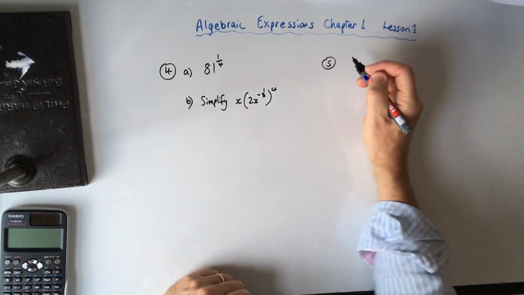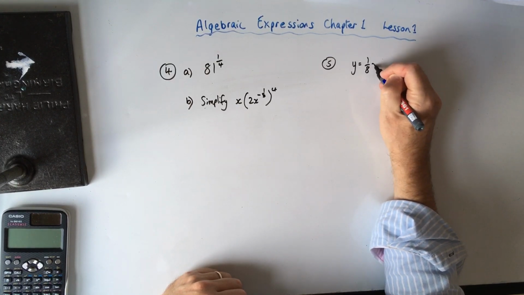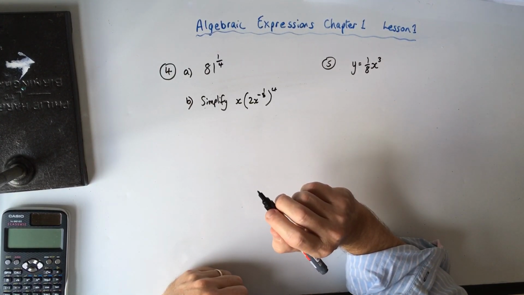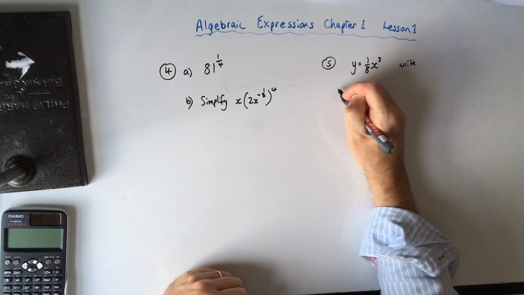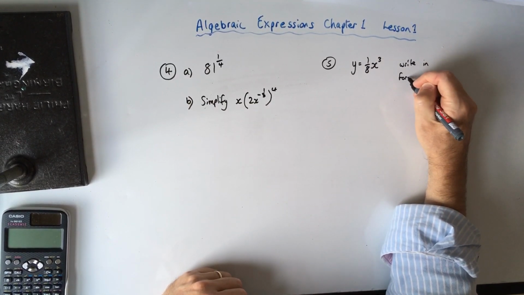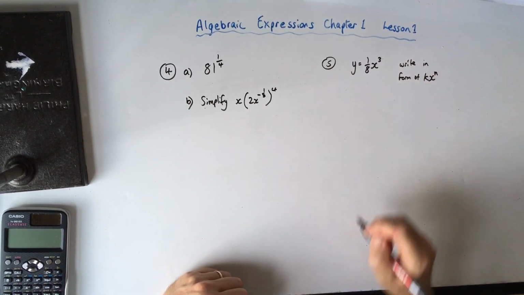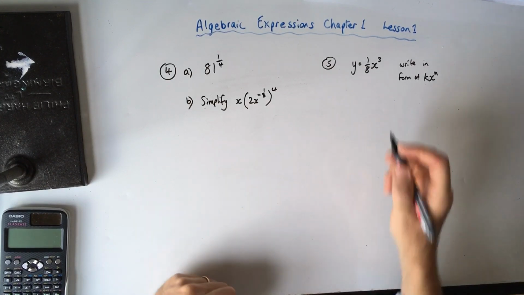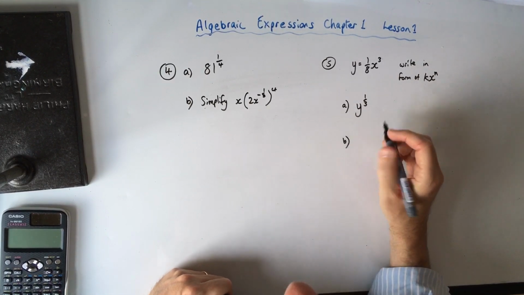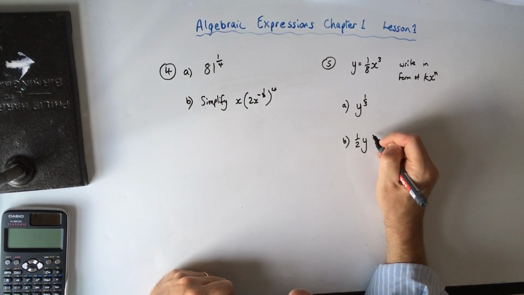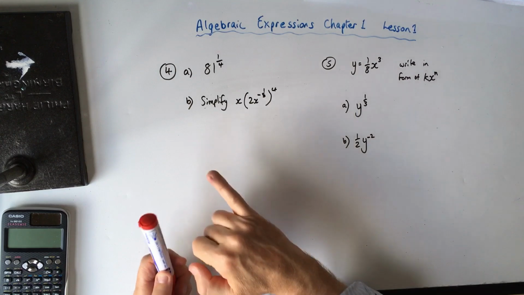And question 5, it says, given that y equals an eighth x cubed, write in the form of kx to the n, where k and n are constants. A: y to the power of a third, and B: y to the power of half, to the minus 2. That one looks interesting. So those are the two questions from exercise 1D.